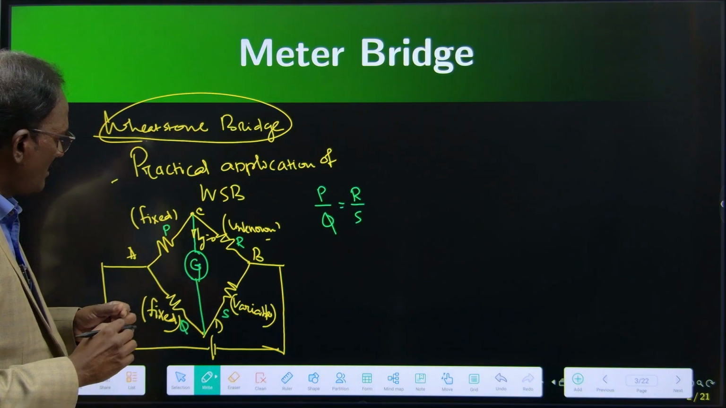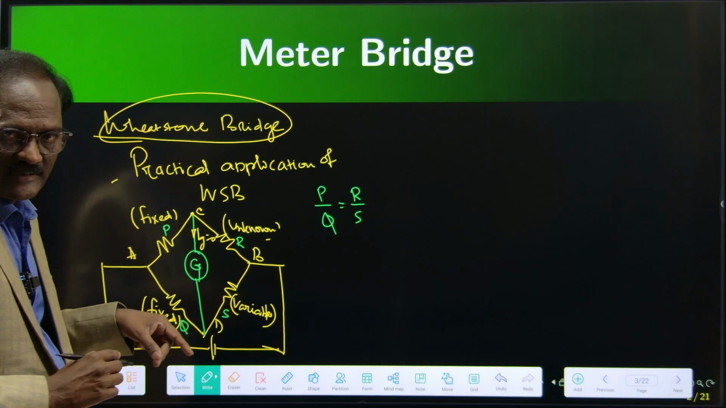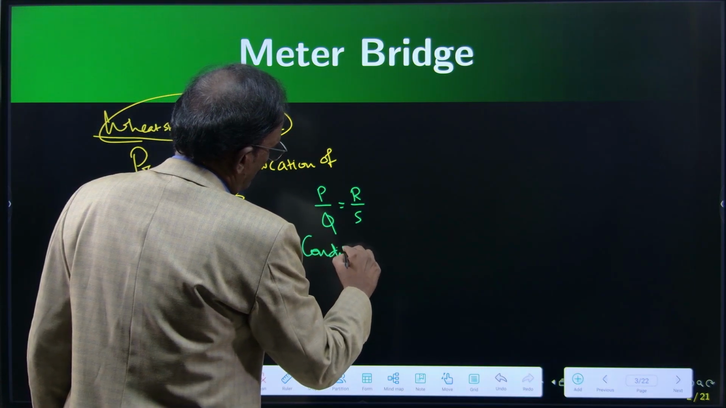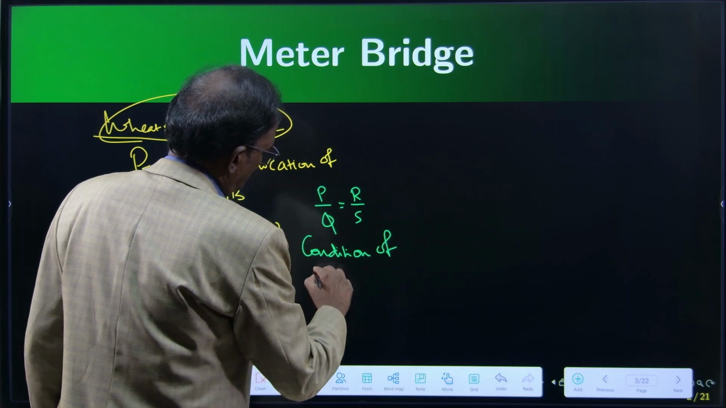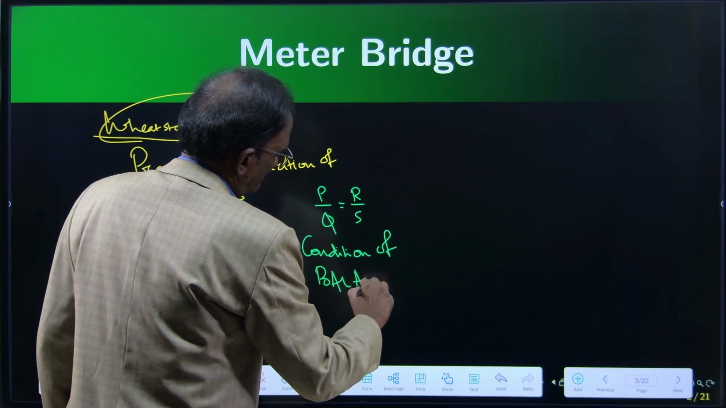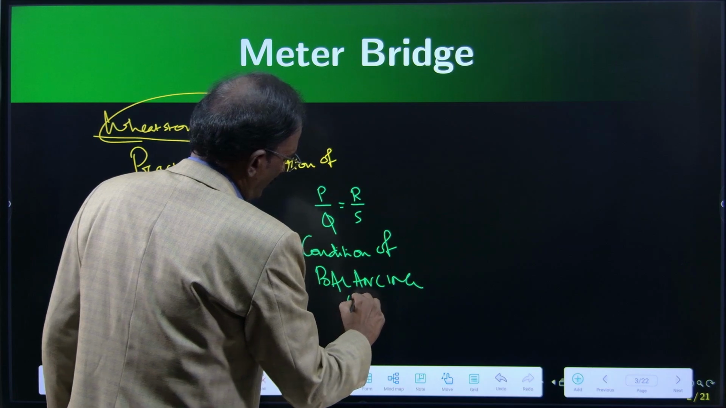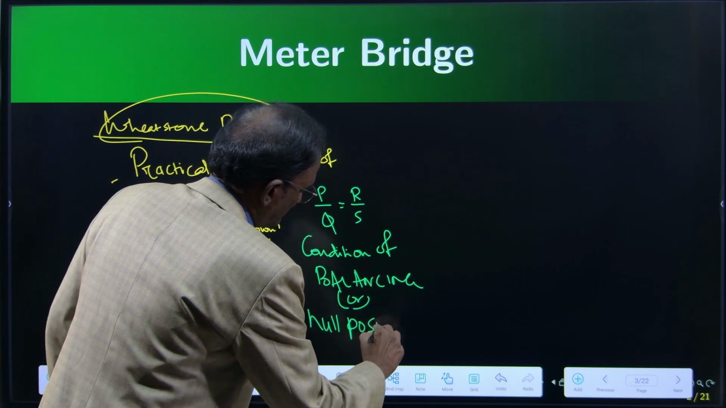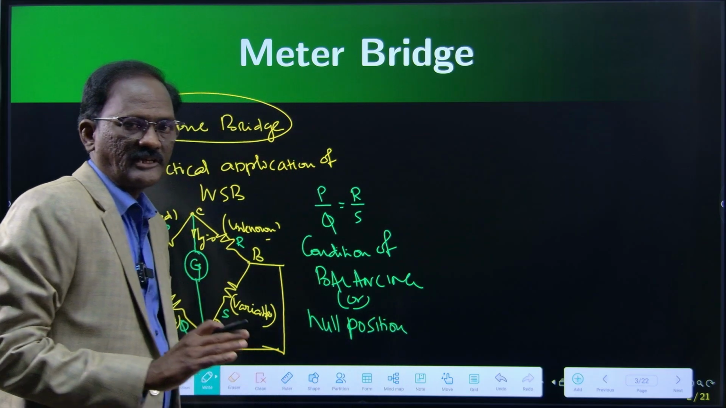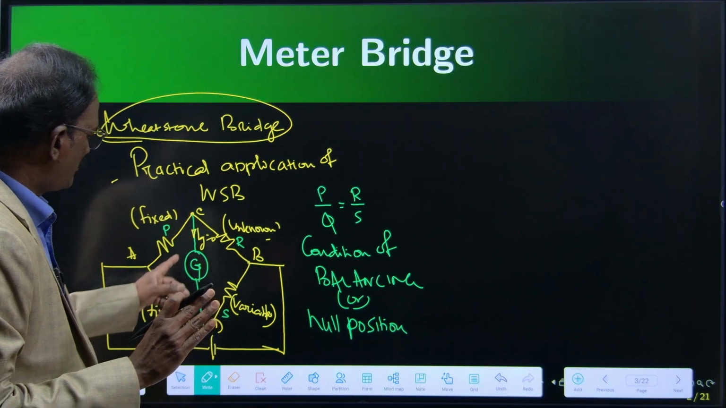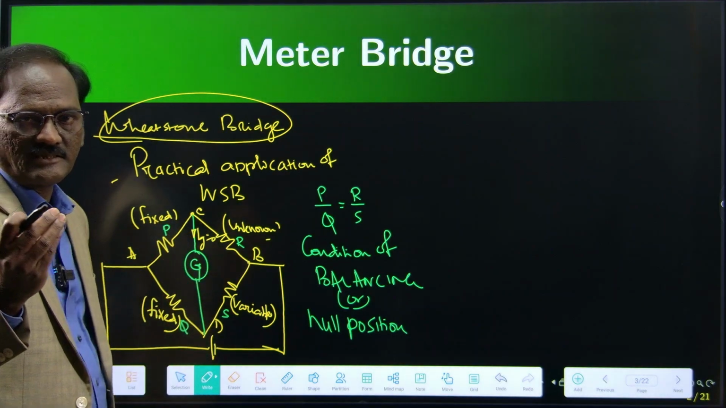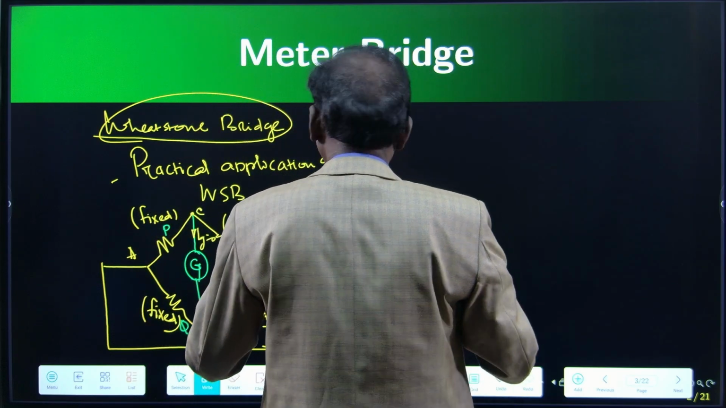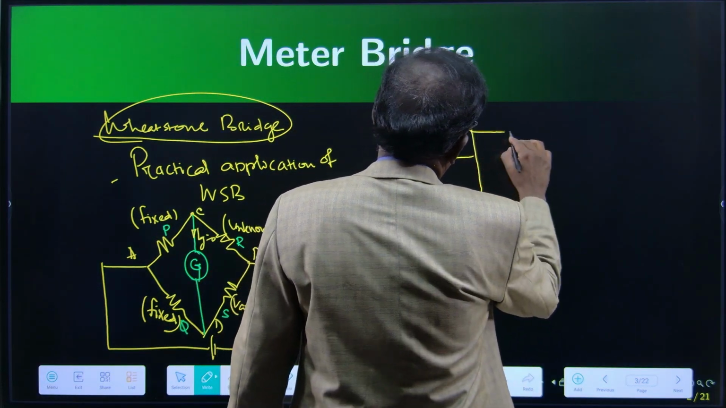This condition is known as null position of the galvanometer or the condition of balancing. So the galvanometer won't show any deflection, 0 value. So Ig is equal to 0. Galvanometer is the miniature form of an ammeter. So meter bridge, the same arrangement, I will draw this way.